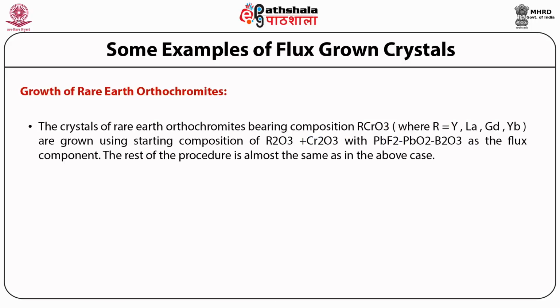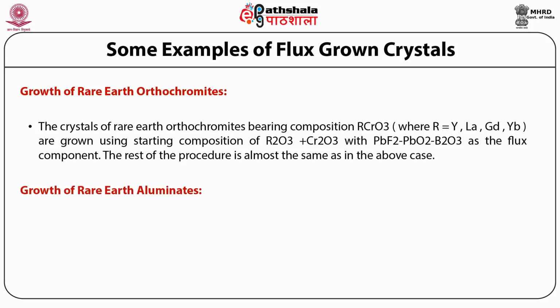Growth of rare earth orthochromites. The crystals of rare earth orthochromites bearing composition RCrO3, where R represents Y, La, Gd, Yb, are grown using starting composition of R2O3 plus Cr2O3 with PbF2, PbO2, B2O3 as the flux component. The rest of the procedure is almost the same as in the above case.